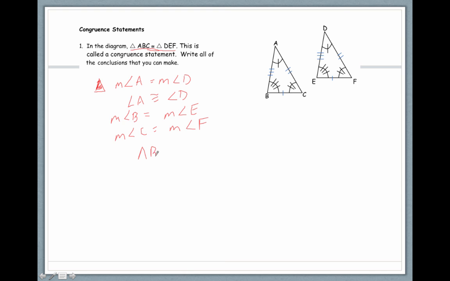You can say the measure of AB is the measure of DE. The measure of AC is the measure of DF. And the measure of BC is the measure of EF, which also means that the line segment AB is congruent to the line segment DE, and so forth.